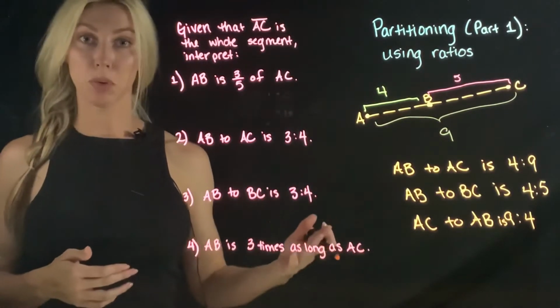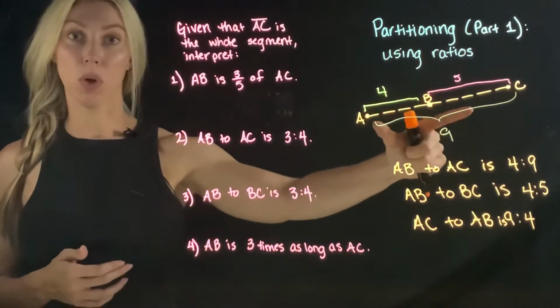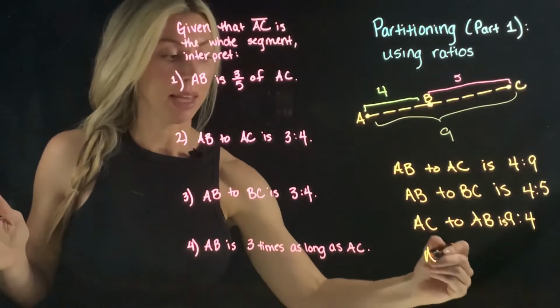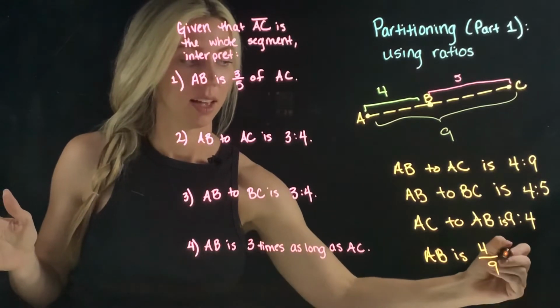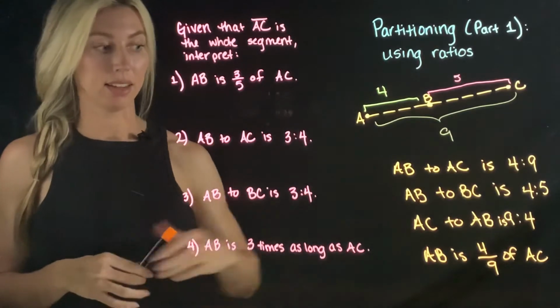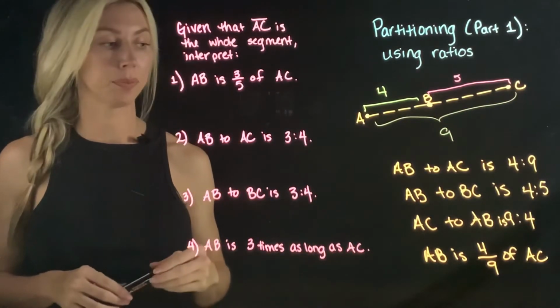Another way they sometimes write the ratio is talking about the part compared to the whole thing, and they'll write it as a fraction. So I could say that AB is 4/9 of AC. So AC is all 9 pieces, and AB is 4 out of those 9.